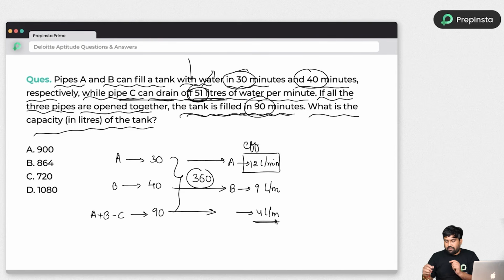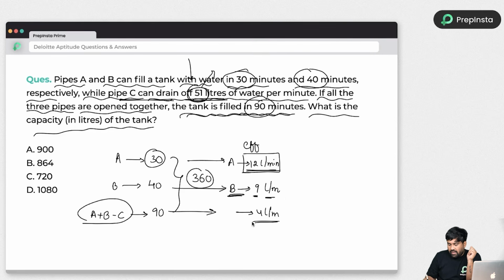See, if A alone works, A is filling 12 liters per minute, and B alone is filling the tank at 9 liters per minute. But with all three working together, only 4 liters per minute remain in the container. Why? Because A is filling and B is filling, but C is leaking the container. So the resultant will be 4 liters per minute.